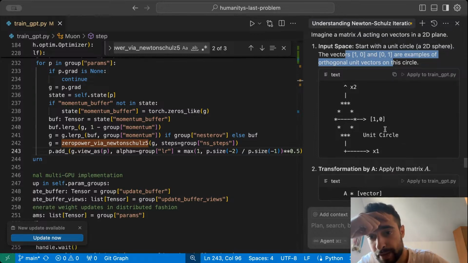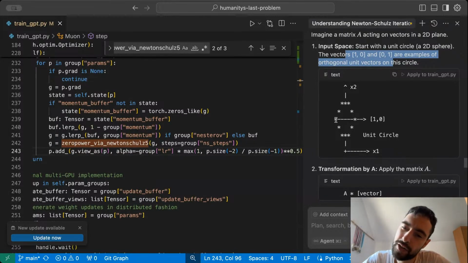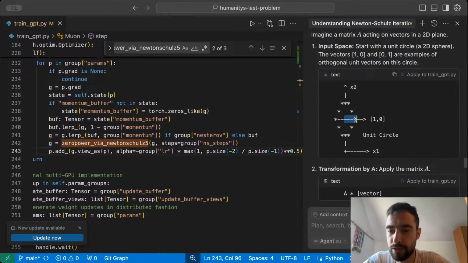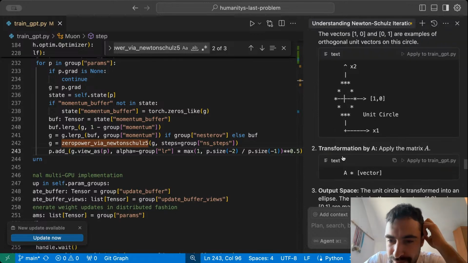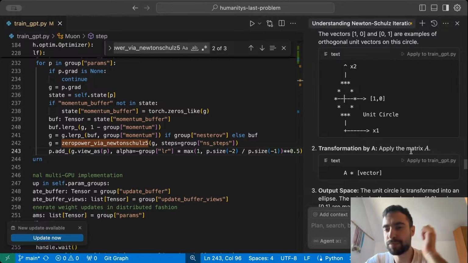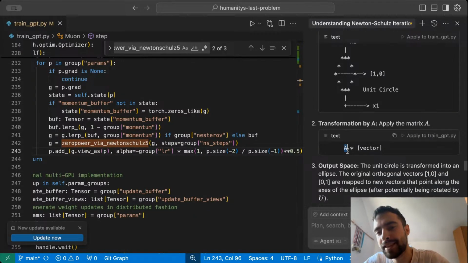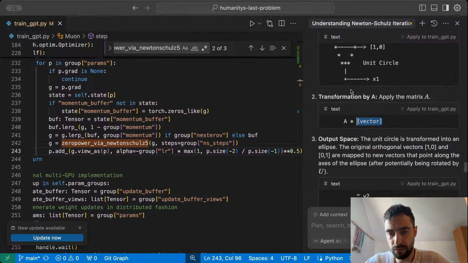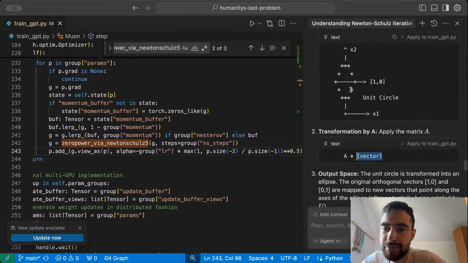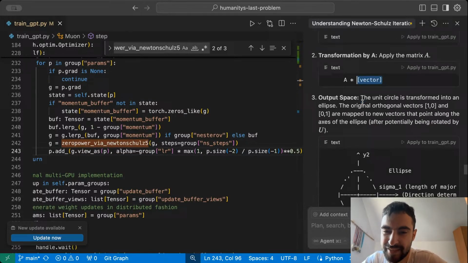Okay, we got this. I guess 0 is here in between, so this is (1, 0). This should be (0, 1). What is this? 2x, 1x? I don't know what this is. Transformation by A, apply matrix A. So we apply A times array of vectors. Each of these asterisks is one vector, I think. And they give the unit circle, I guess.